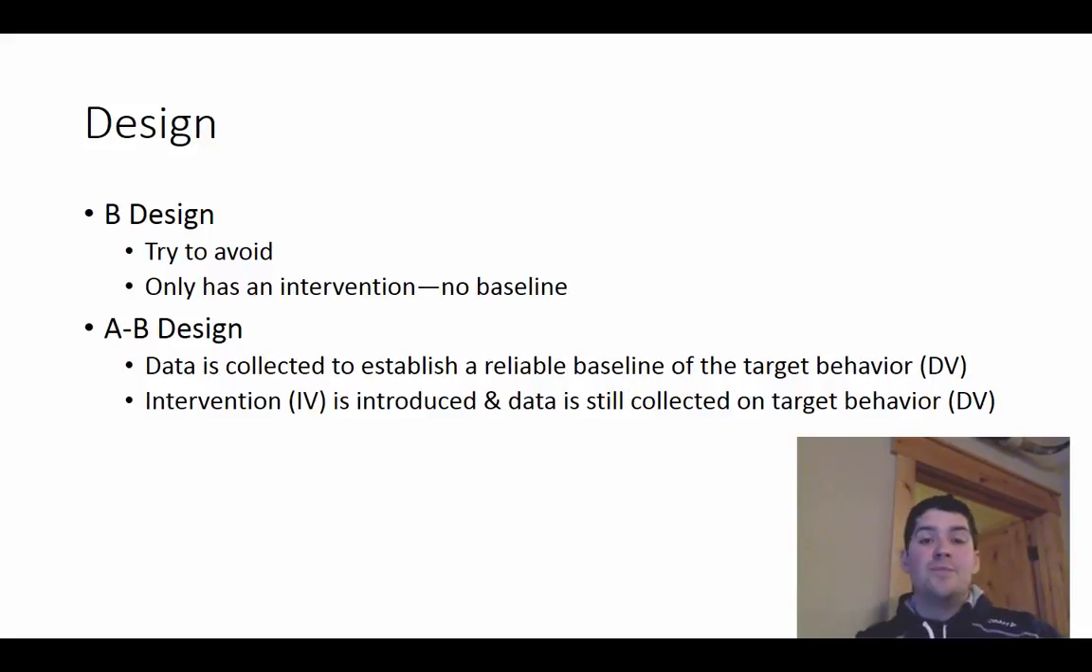The first one is the B design. We try to avoid these because, as you can tell, this is just an intervention. Now, oftentimes we would use these, say, if you worked at a crisis facility where you don't have sufficient time to take an observation, you just need to do the intervention. The problem with these is you don't really know whether or not your intervention changed anything because you don't have that baseline. Next is the AB design, so you have an observation and then you implement the intervention.